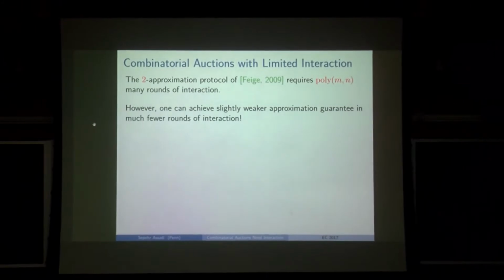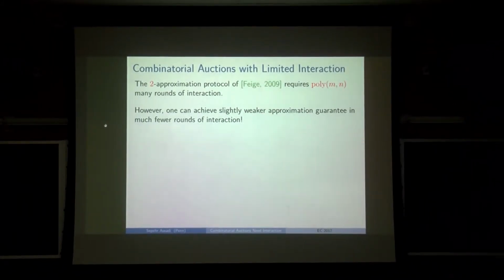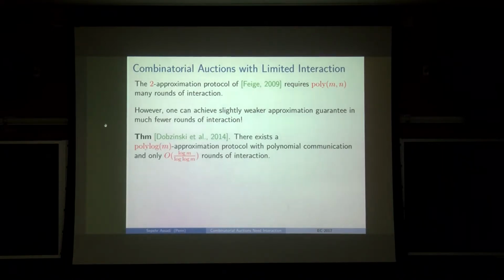We now know that you can get slightly weaker approximation guarantees with a dramatically smaller number of rounds. So Dobzhinsky et al. have this amazing result that you can get a polylog m approximation in a smaller than log m rounds of interaction. So if you relax your goal slightly, if you are happy with the polylog m approximation, then you don't need that much interaction. You can do it within log m rounds of interaction.